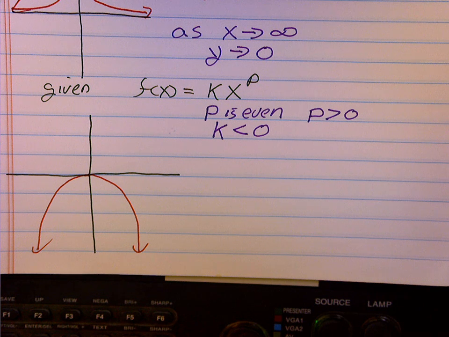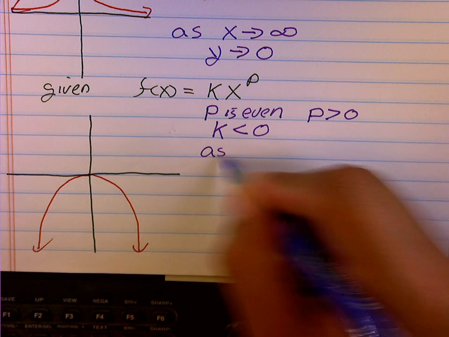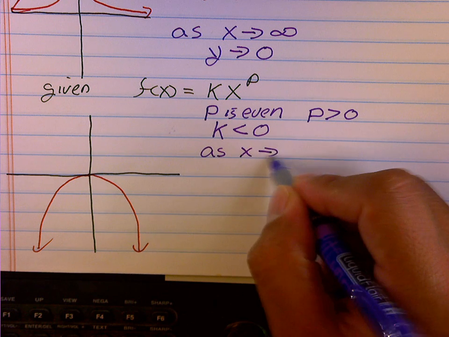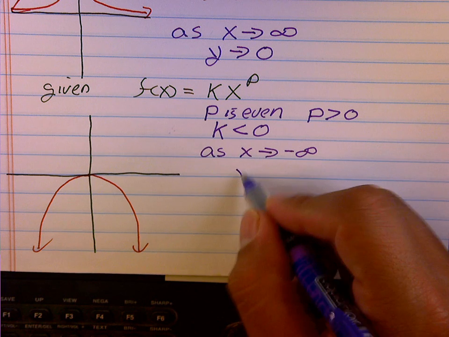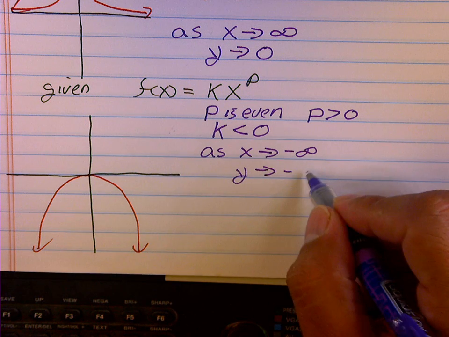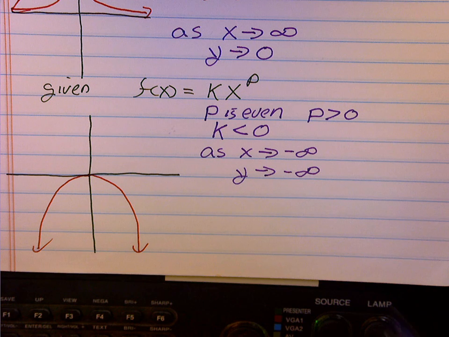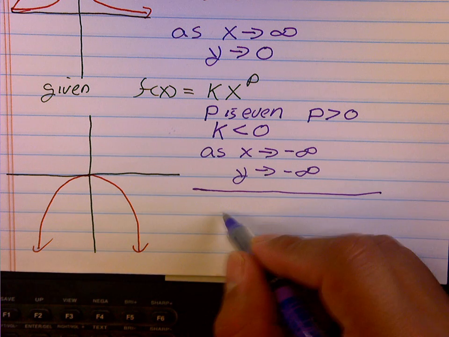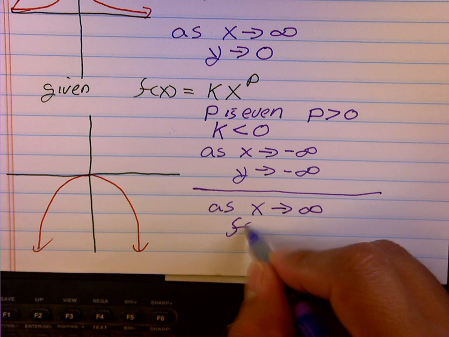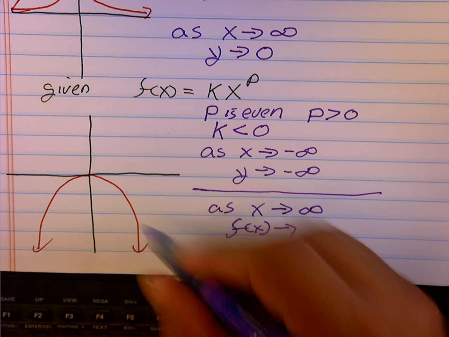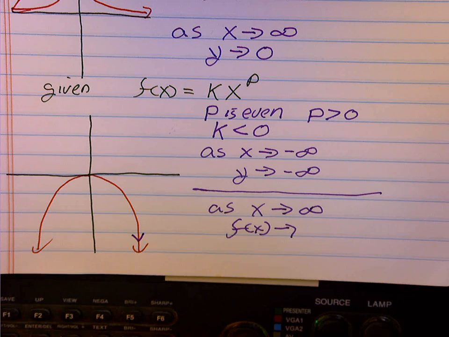Now we're going to talk about the left and right hand behavior. As x goes to the left, I can see that y is going down. But also, as x goes to the right, the y, or f of x, I'm looking over here, as I go to the right, y is still going down.